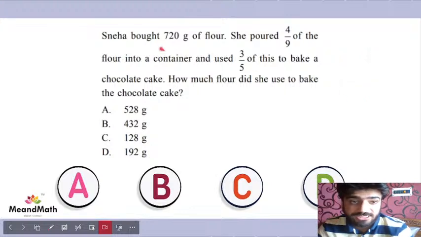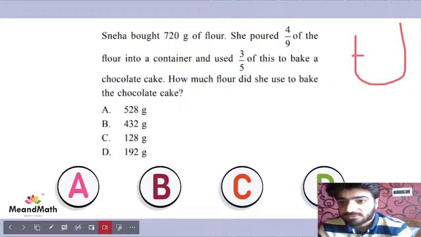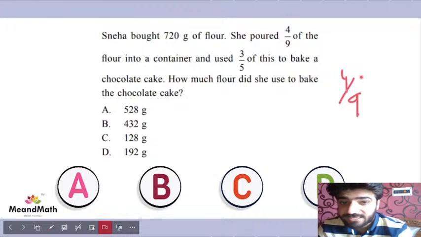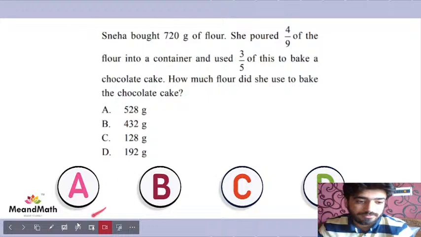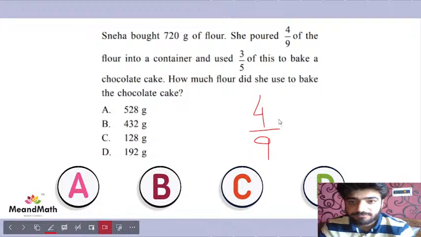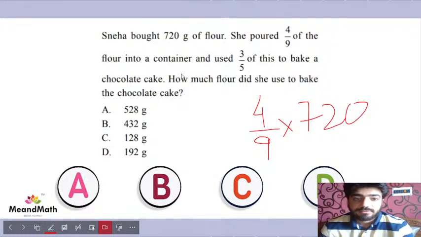She has 720 and she poured 4 by 9 into a container. And out of that 4 by 9, she used 3 by 5 to bake a chocolate cake. How much flour did she use to bake the chocolate cake? This is so easy. You'll first find 4 by 9 of 720, which is the flour she poured into a container.